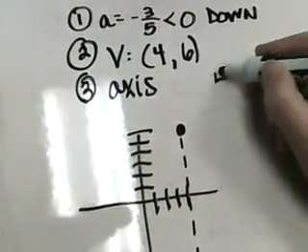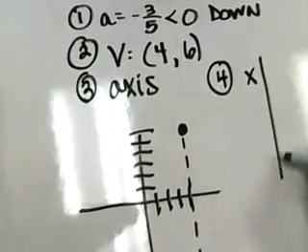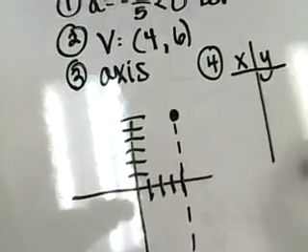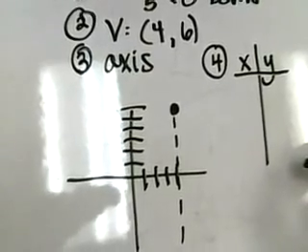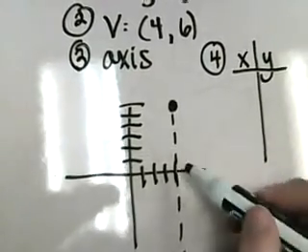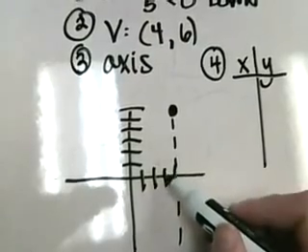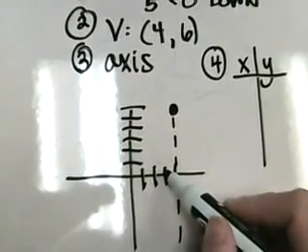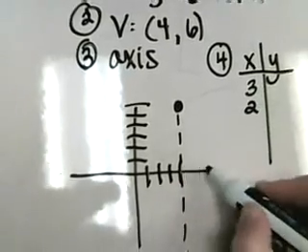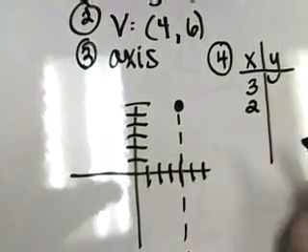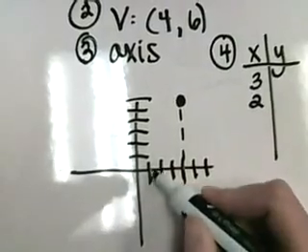And now I'm ready for my XY table. 2 points on one side of the axis of symmetry. It doesn't matter what they are. It's totally your choice. I like to keep it close to my axis of symmetry. So I'm going to pick 3 and 2. But I could have went over here and picked 5, 6 as well. That's totally your choice. Or I could have picked 0 and 1.